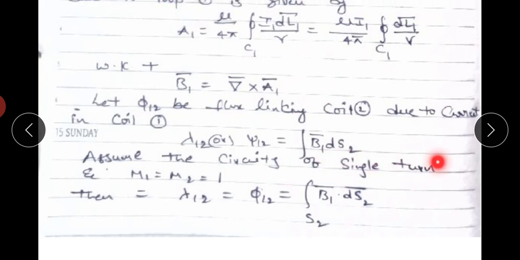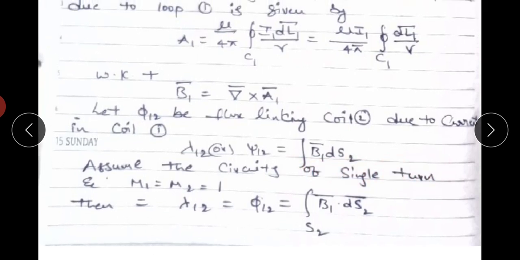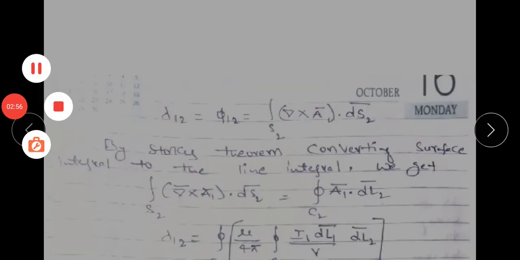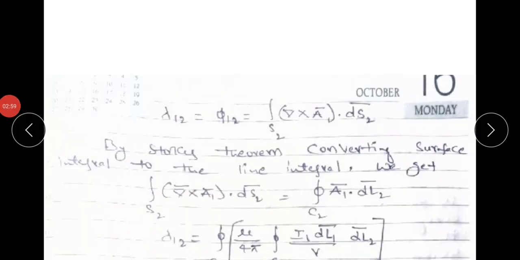Assume the circuits are singleton, that means first coil and second coil number of turns equals 1, and it is a linear medium. So M12 equals M21 equals M. Then lambda 12 equals phi 12, which equals surface integral B1 bar dot ds2 bar. Next, the flux linkages: here number of turns equals 1, so flux linkages lambda 12 equals 1 into phi 12.